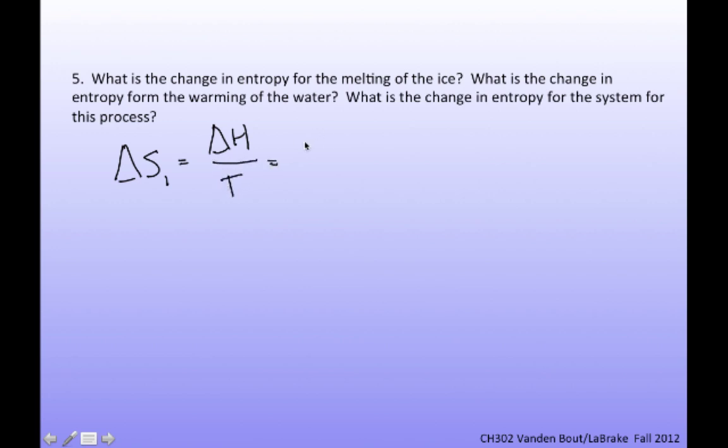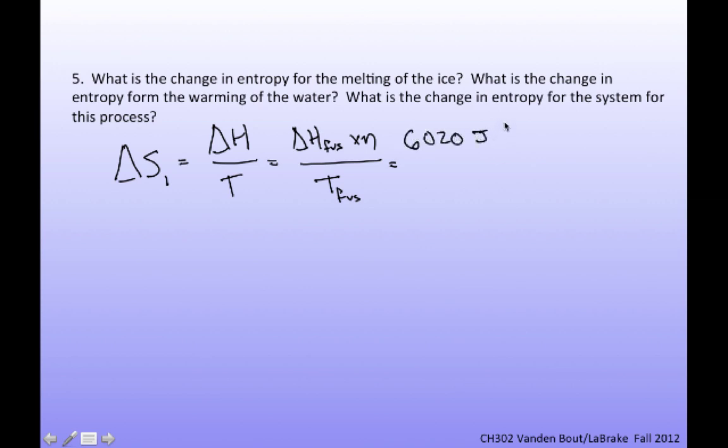And in this case, that's going to be the enthalpy of fusion for water multiplied by the number of moles that we have divided by the temperature of fusion, or the melting temperature. Because this transition occurs not at 298, but for the system it occurs at 0 degrees Celsius.